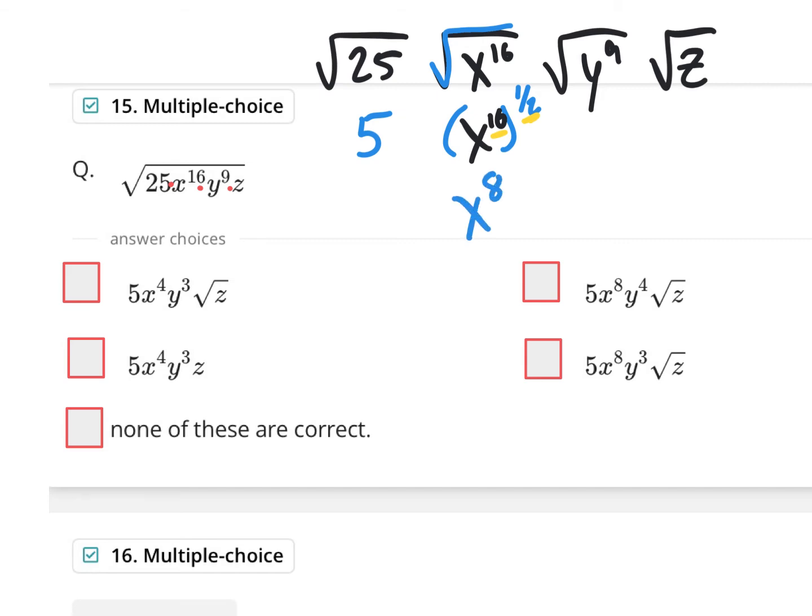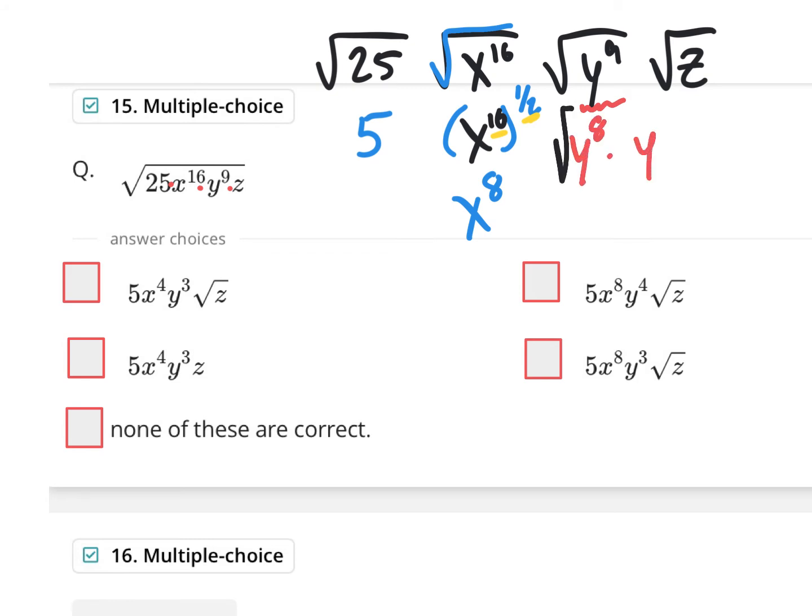Okay. And what about this square root of y to the 9th? We know that a square root is the power of 1/2. So we want something divisible by 2, kind of like 16 is divisible by 2. That's why it ended up being a nice answer, x to the 8th. 9 is not divisible by 2. So it's better to rewrite it with multiplication to get something divisible by 2. So y to the 9th, I'm going to rewrite it as y to the 8th times 1 more y.